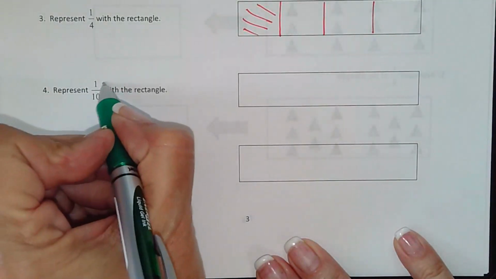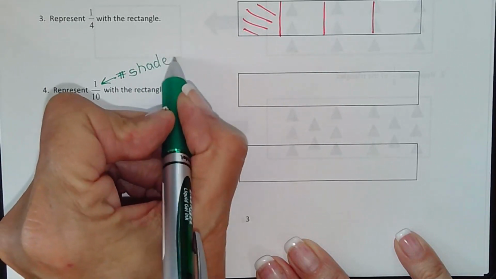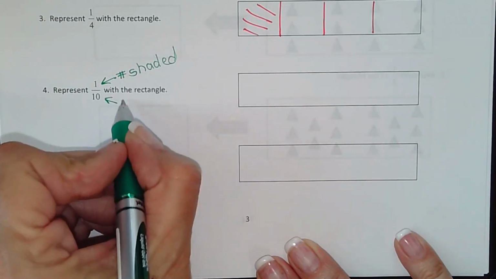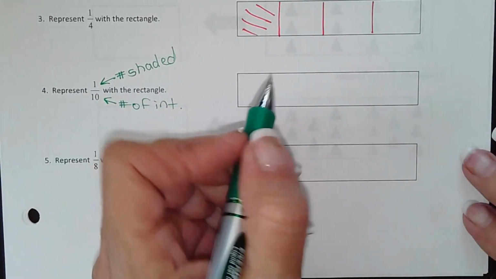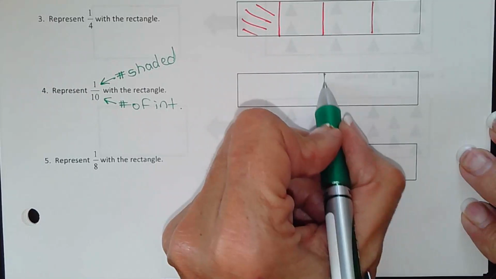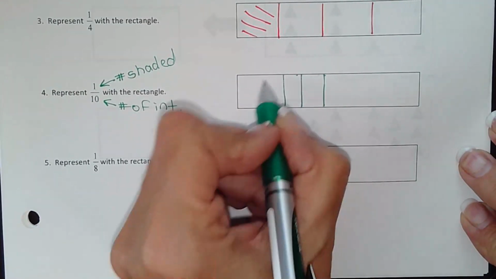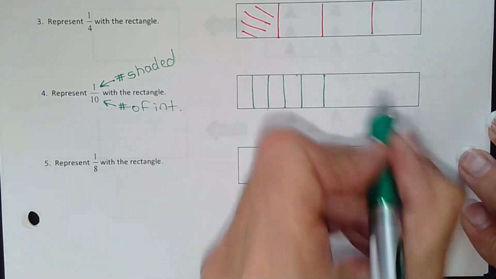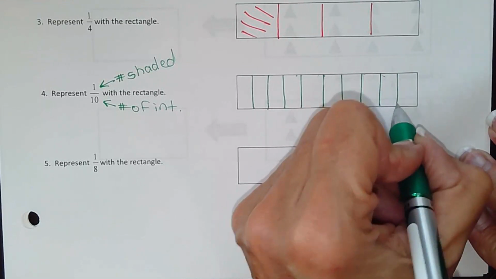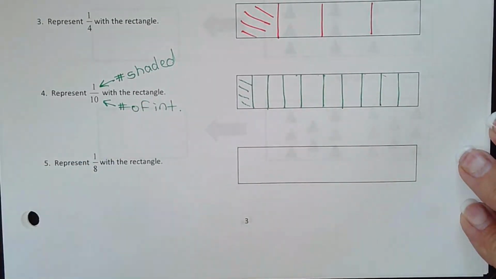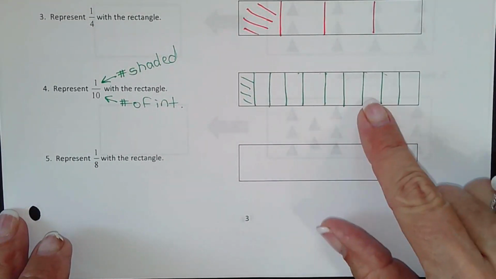Okay, so 1/10, the number shaded will be 1, and the number of intervals will be 10. So like I said, it's easiest to cut it in half and then do 5 on the left and 5 on the right. And then shade 1 of those 10. 1, 2, 3, 4, 5, 6, 7, 8, 9, 10.